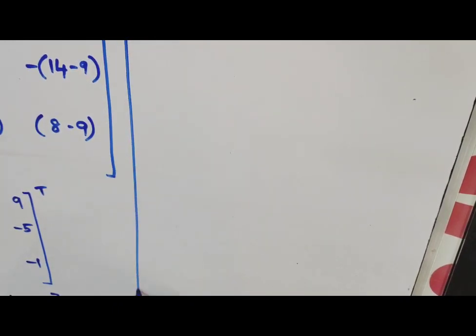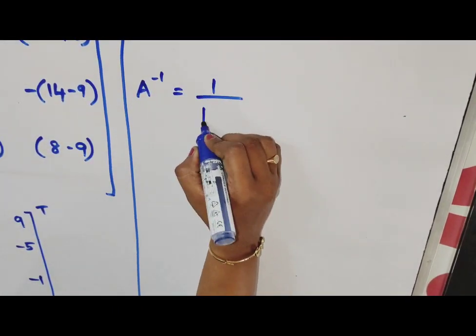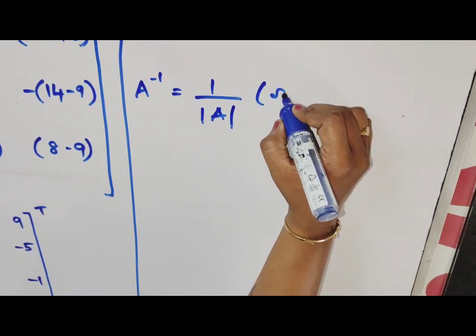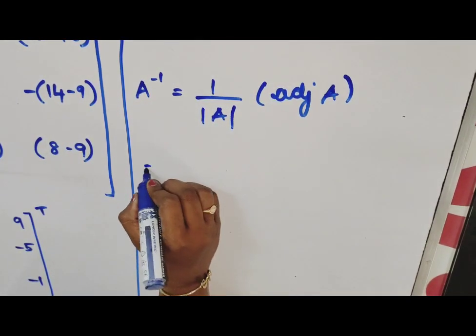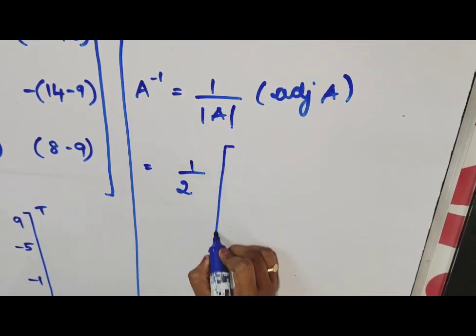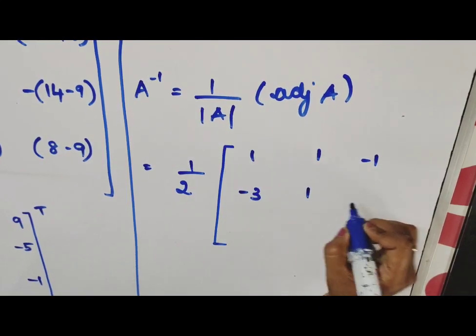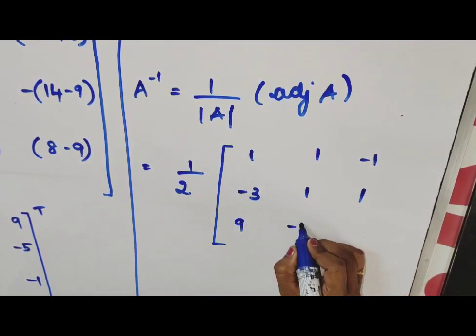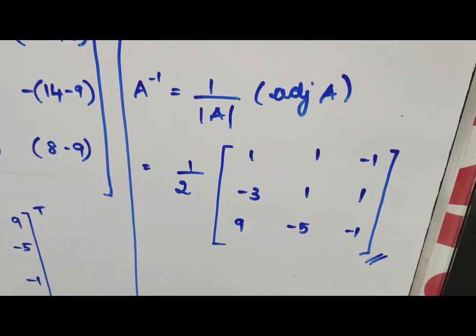So let us substitute in the formula. A inverse equals 1 by determinant of A into adjoint A. We have found both determinant A value and adjoint A value. Determinant A value is 2 and adjoint A is 1, 1, minus 1, minus 3, 1, 1, 9, minus 5, minus 1. This is the value of A inverse for this problem.